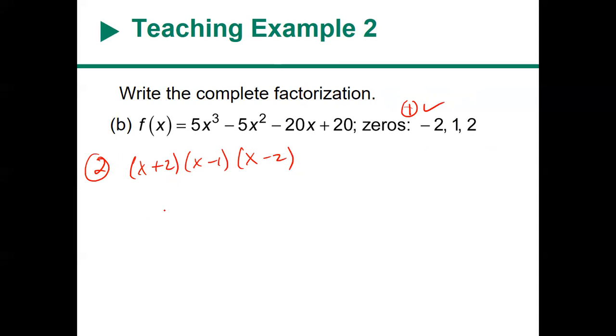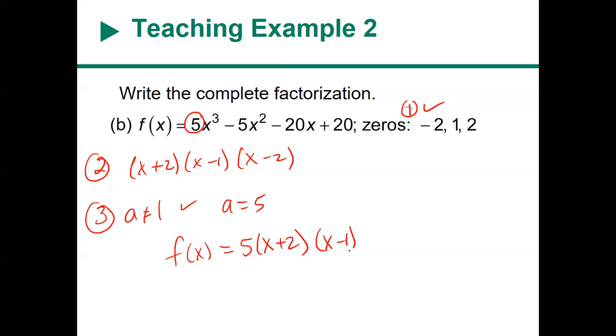It says complete factorization. So step 3 is saying, is your A value anything greater than 1? Or not even just greater than 1. Is your A not equal to 1? The answer is yes, it is. So therefore, you have another factor. And what's your other factor? 5. A equals 5. So my full factor of this would be f of x equals 5 times x plus 2 times x minus 1 times x minus 2.